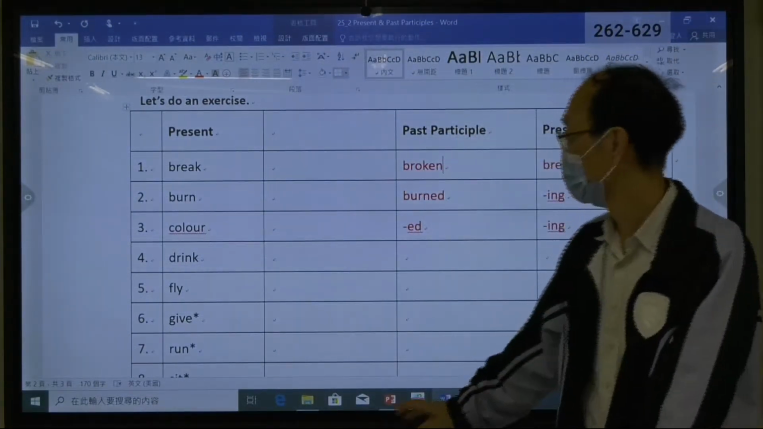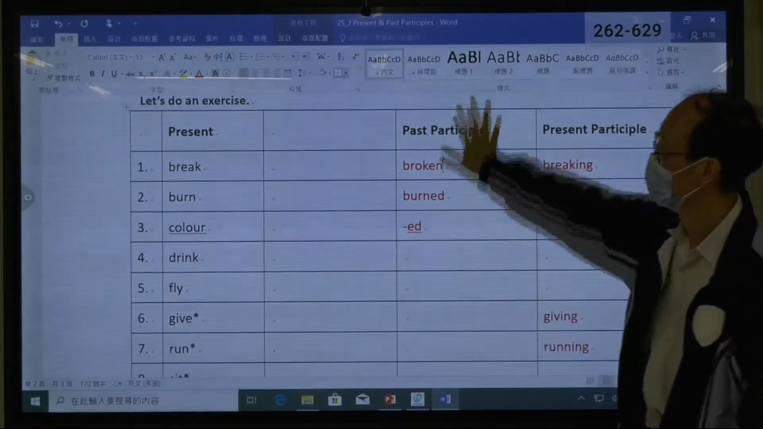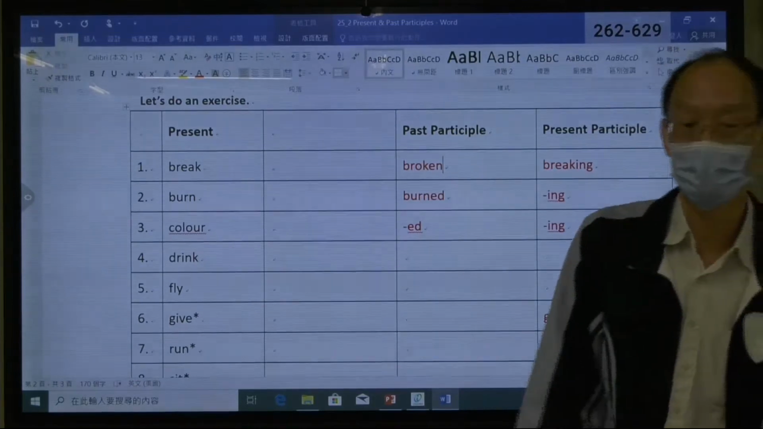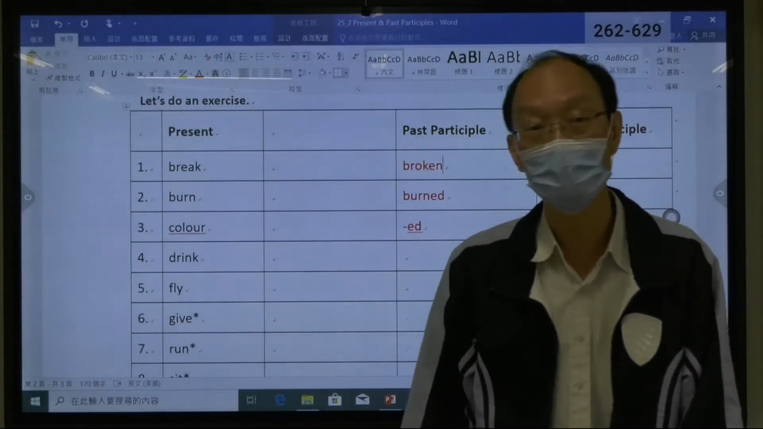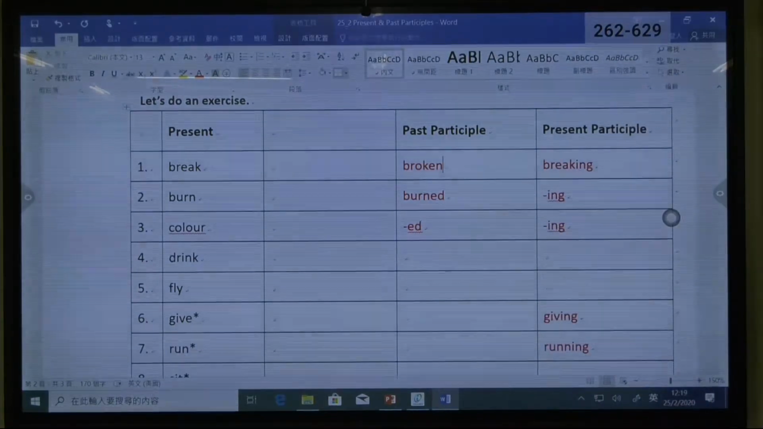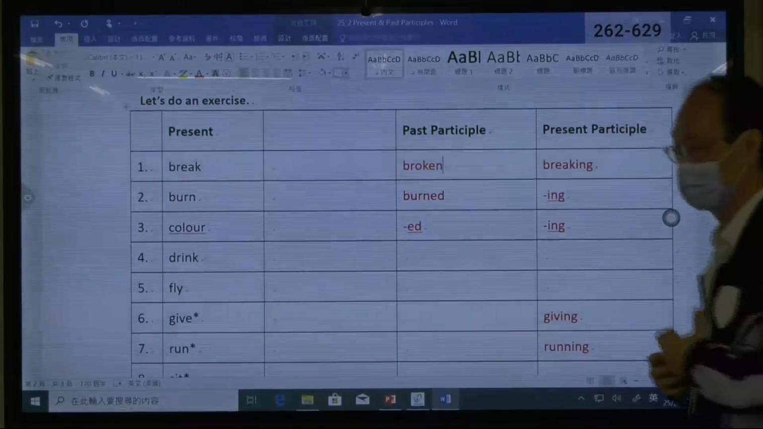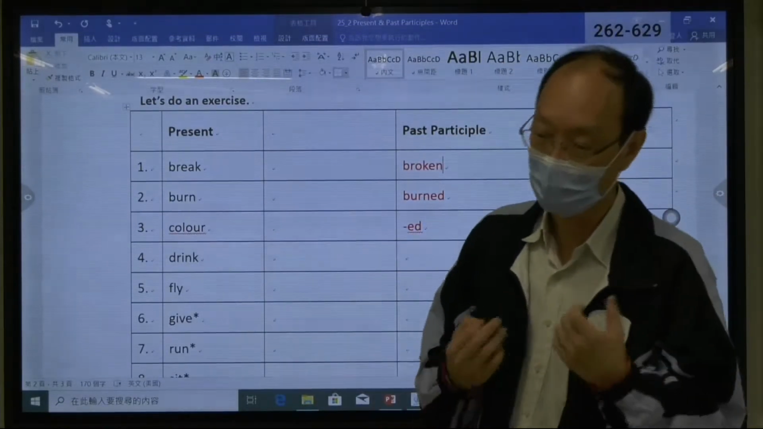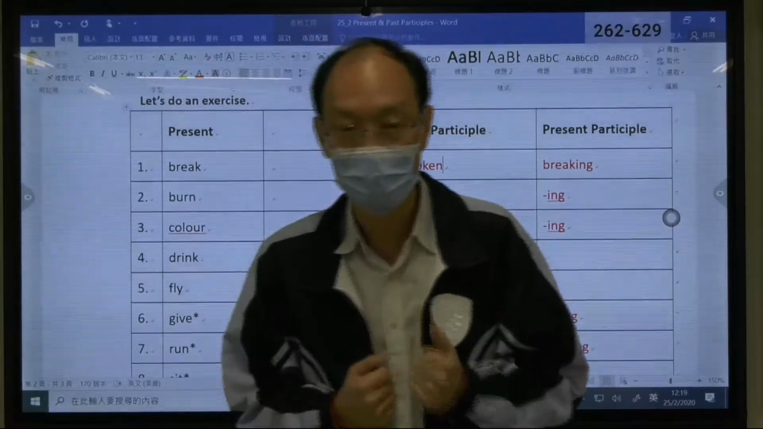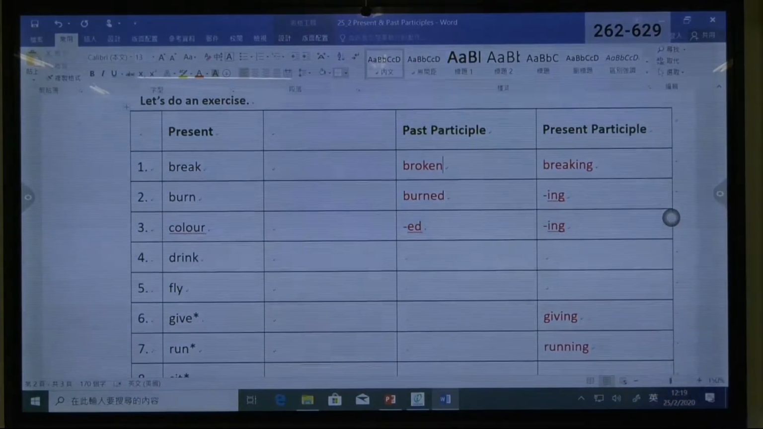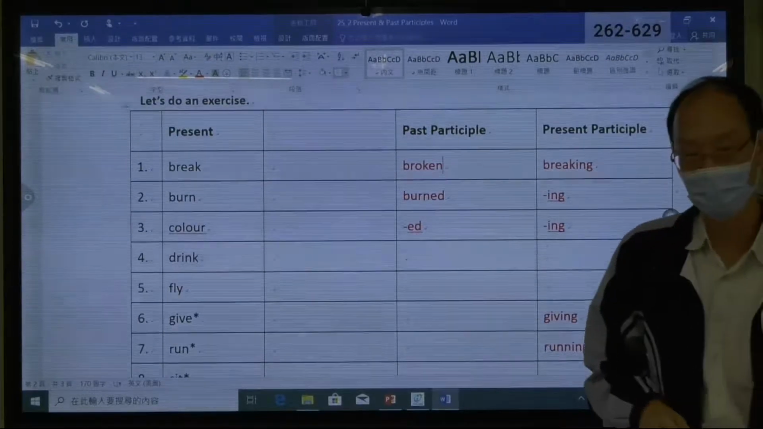I will upload this exercise in our Google Classroom, and then later I will give you the answer. I hope that during this period, although we are suffering from COVID-19, remember, don't give up. You can learn something.